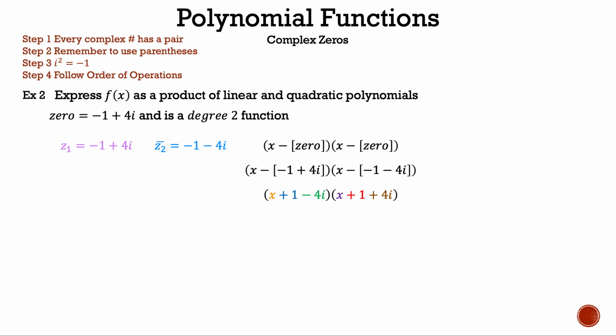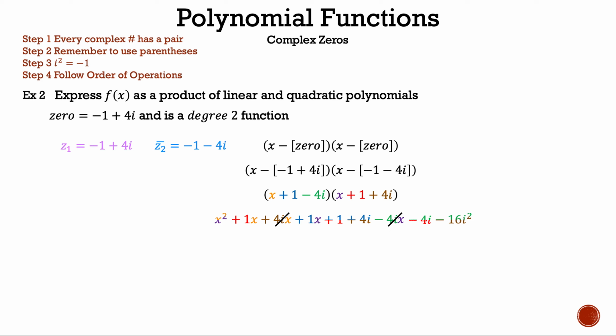Now we have to distribute once again. First the x, next the 1, and finally the negative 4i to each term in the second parentheses. So we have x squared plus 1x plus 4ix plus 1x plus 1 plus 4i minus 4ix minus 4i minus 16i squared. Let's cancel out the positive 4ix and the negative 4ix.